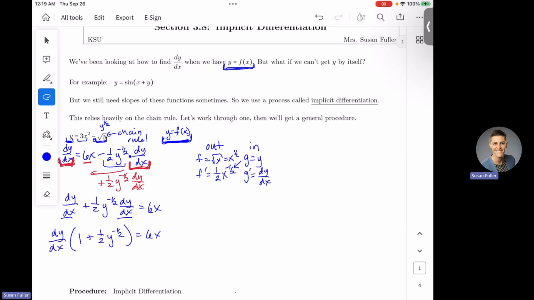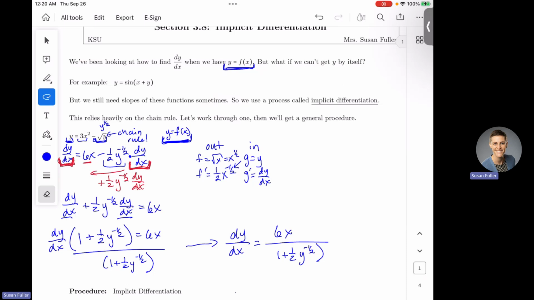And now to get dy dx by itself, I'm just going to divide both sides by this 1 plus 1/2 y to the negative 1/2. I'm just going to divide that off of both sides. And what we get here is that dy dx, my slope, looks like 6x over 1 plus 1/2 y to the negative 1/2. I guess technically these parentheses aren't doing anything in the bottom, so if you don't want to write them, you don't have to write them. That's totally fine. This is my slope. That's what it looks like. And we found the slope of an implicitly defined function.